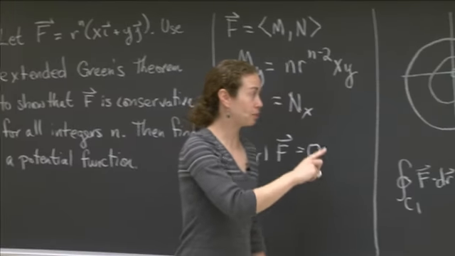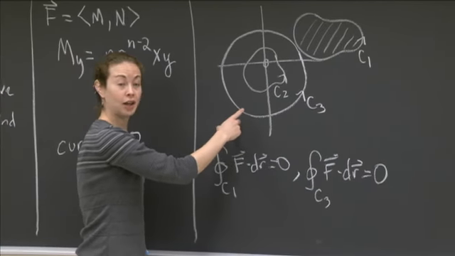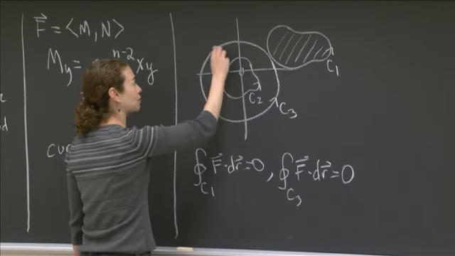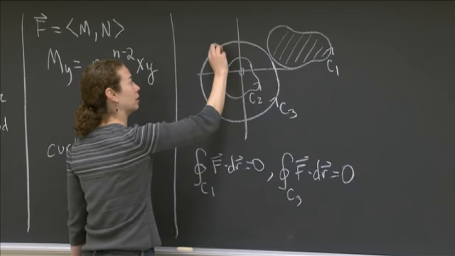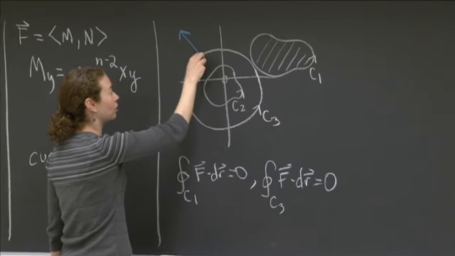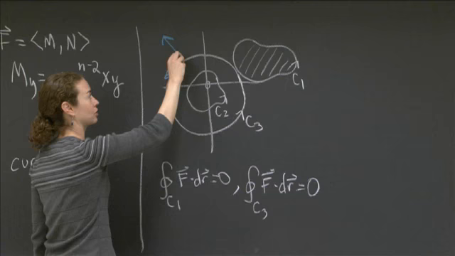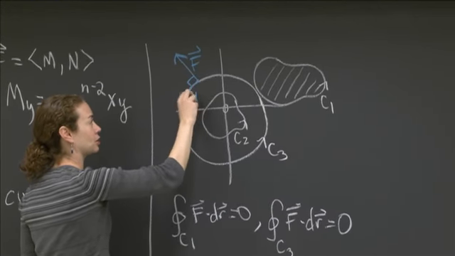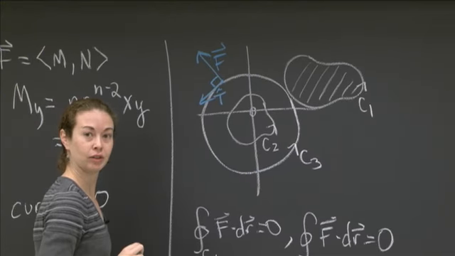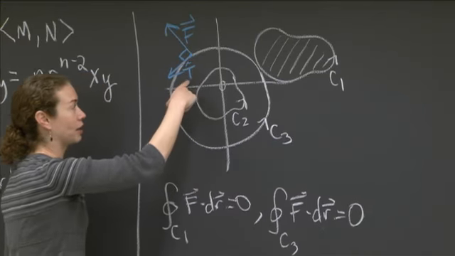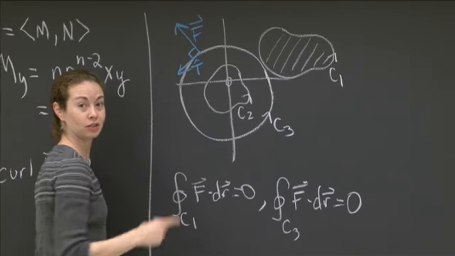So if I look at this picture right here, then F is going to, let me draw it in color, at any given point, be in the radial direction. But that is exactly normal to the tangent direction of this curve. So this is the direction F points, and this is the direction the tangent vector points to the curve. But remember, F dot dr is the same as F dotted with the tangent vector ds.